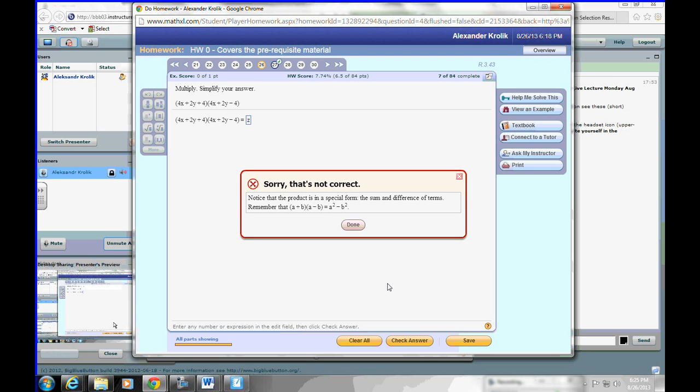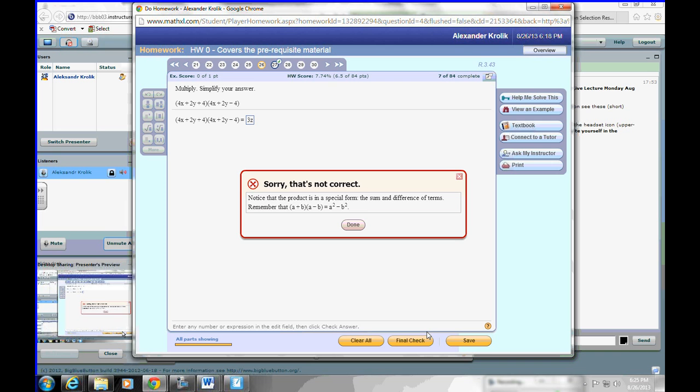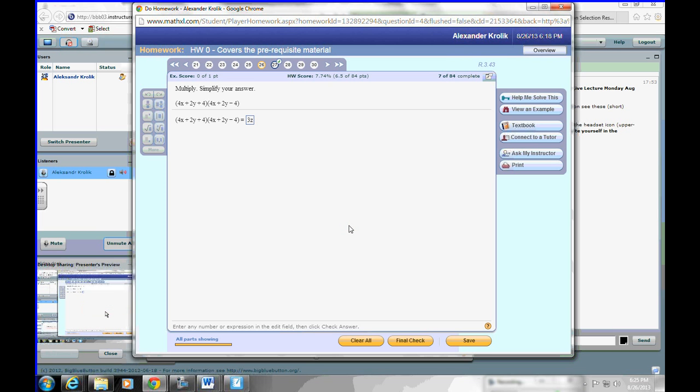Check answer. Notice that the product is in a special form, and so on. You're like, well, clearly that didn't help, so I'm going to type in 3Z. And check that answer. It's like, sorry, that's different, and it gives you the same thing. After I think the third time, if you make another mistake, it will mark you wrong. It'll have a little red mark on top of it. You can still go back to that question and ask for similar exercises to rework it and get credit for it. But look at this little column right there.